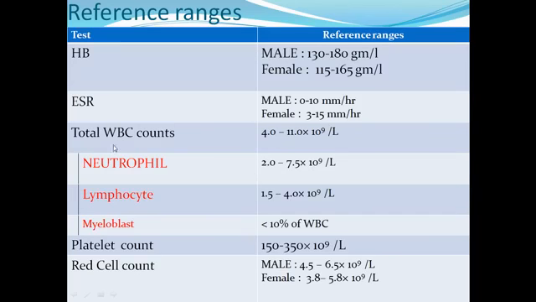Total count, neutrophil differential, lymphocyte, and abnormal cells like myeloblast, less than 10% of total WBC count. Platelet count, as we all know, 150 to 350. So what is 10 to the 9? 10 to the 9 means 1000. 150 to 350,000 per liter. Red cell count, look again, male and female are different.